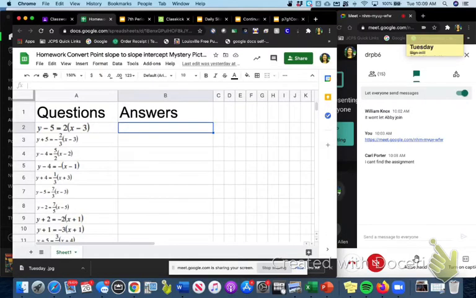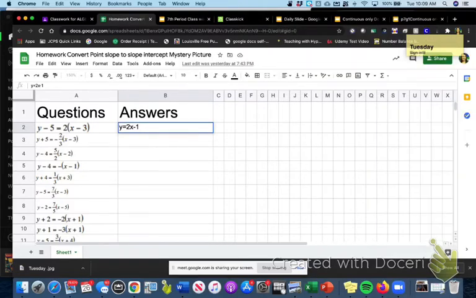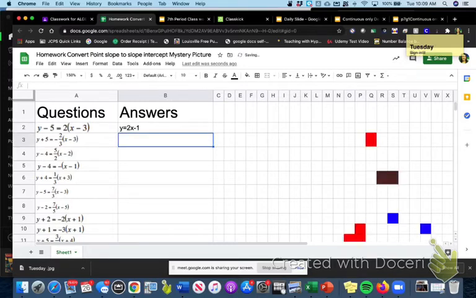All right, so I've got my answer. I want to check and see if it's right. So I'm going to do y equals 2x minus 1. If it's correct, well, actually, let me show you what happens if it's not correct. So let me put in the wrong answer. If it's not correct, nothing happens. See, look, nothing changed, right? So you know you did something incorrect. If I type in the correct answer, when I hit enter, part of the little mystery picture appears.